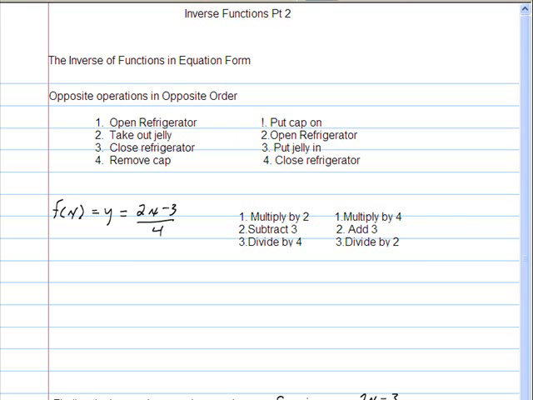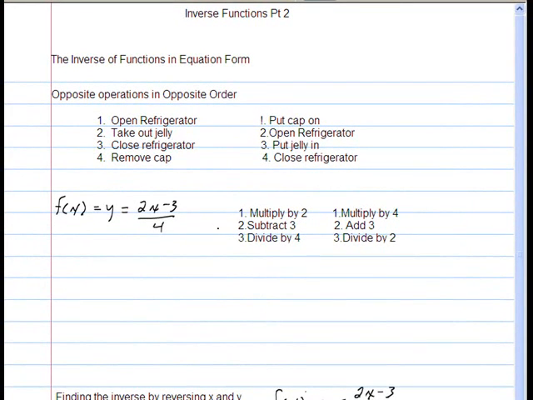Now let's take a look at the differences between these two lists. Take a look at the first item in the first list, open the refrigerator. It is exactly the opposite of the last operation in the second list, close the refrigerator. Look at the last operation of the first list, remove the cap. It is exactly the opposite operation of the first operation in the second list, put on the cap. That is, when you reverse something, you do opposite operations in opposite order. Let's see if that would work for functions.